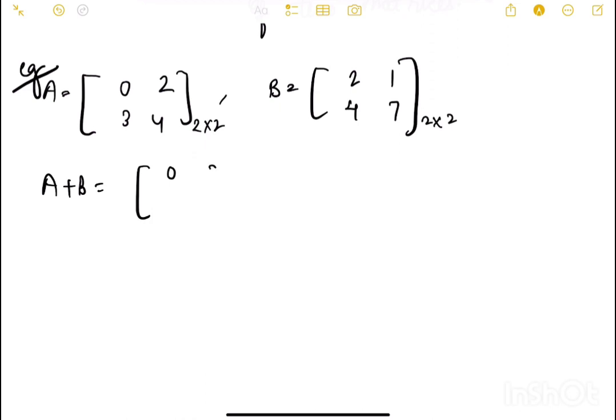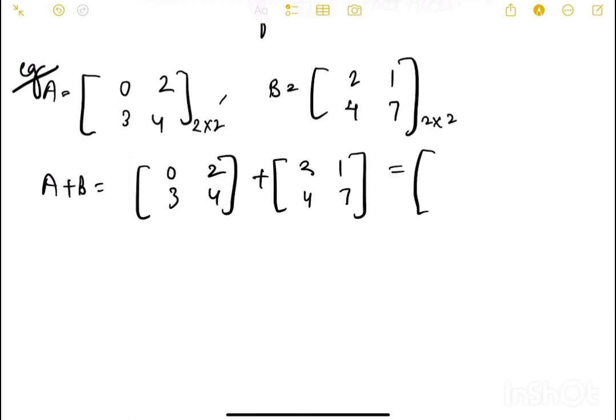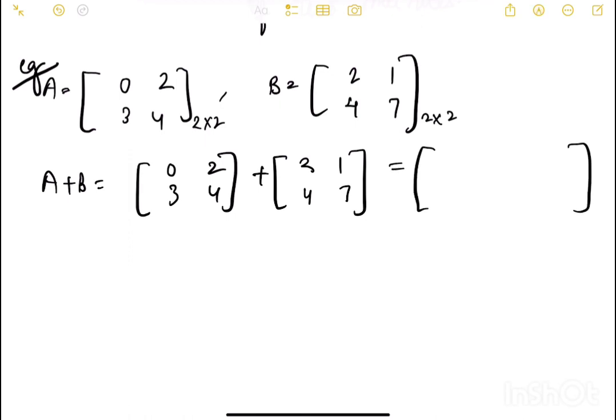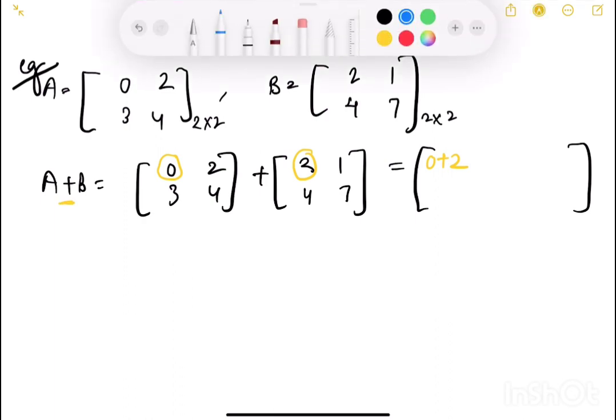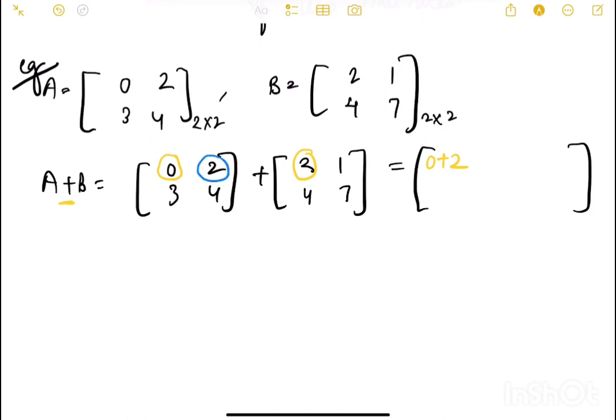So first we will just write down side by side what we want to add. Now just focus on the corresponding element A11 and A11 in both of them and write it down, because we want to add, so we write it as 0 plus 2. Now what is the next one? A12 of A, A12 of B. So what we are doing is picking the corresponding elements and adding them.